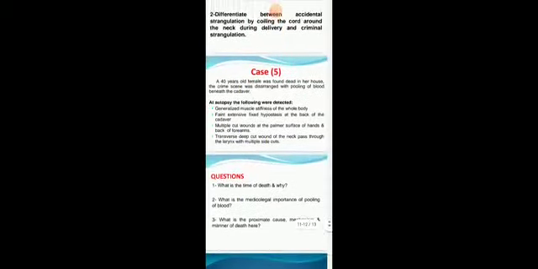Question number 3. What is the proximate cause, mechanism, and manner of death? What do you think? What is the cause of death here? Of course, this will be cut throat. What is the mechanism? Number 1, fatal bleeding due to cutting of the jugular and carotid arteries. Number 2, obstruction of the air passages due to cut of the trachea and entering of blood into the airway. Number 3, air embolism.